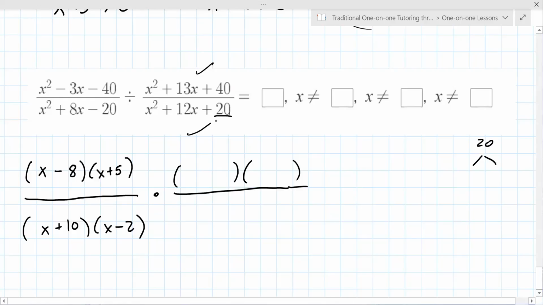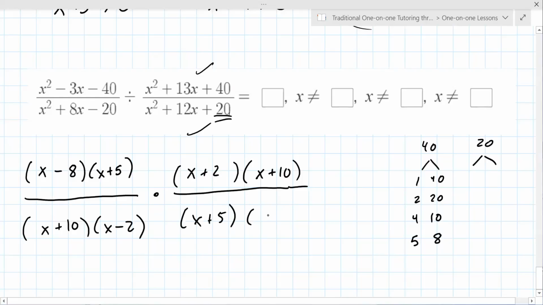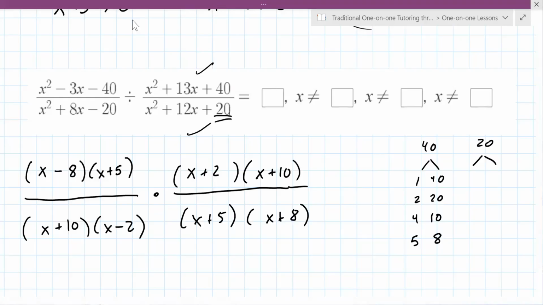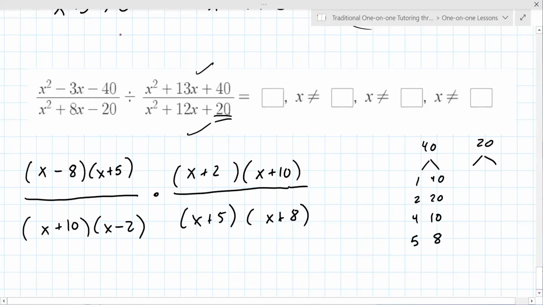The two numbers that multiply to 20 but add up to 12. 2 and 10. So that's x plus 2, x plus 10. The top one here is 40, and we want them to add up to 13. So you see me make this list for a while now. And eventually you get down, oh yeah, one of those works. X plus 5, x plus 8.